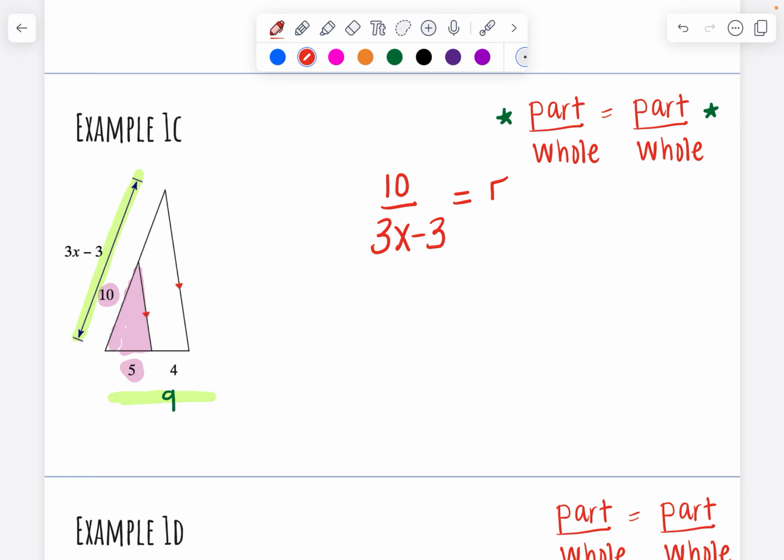On the bottom, the part is 5. The whole is 9. Now we have to use 5 and not 4. I know 5 and 4 are both parts of the bottom, but because 10 is a side on that triangle, we have to use 5, which is also a side on that triangle. Solving this then, 5 times 3x minus 3. We have to write it like that. Equals 10 times 9 is 90.